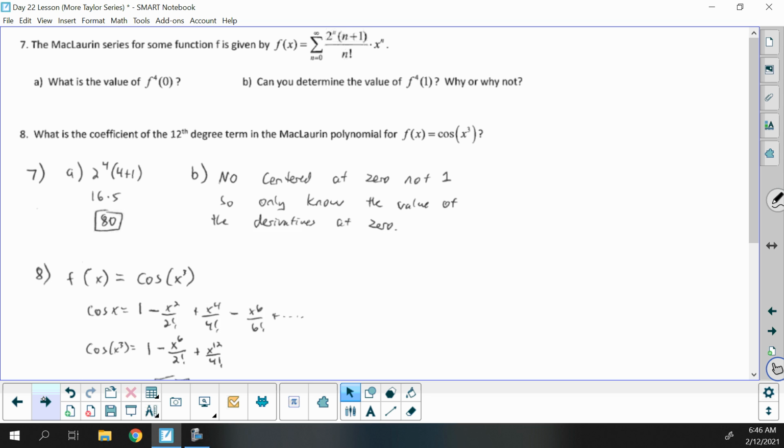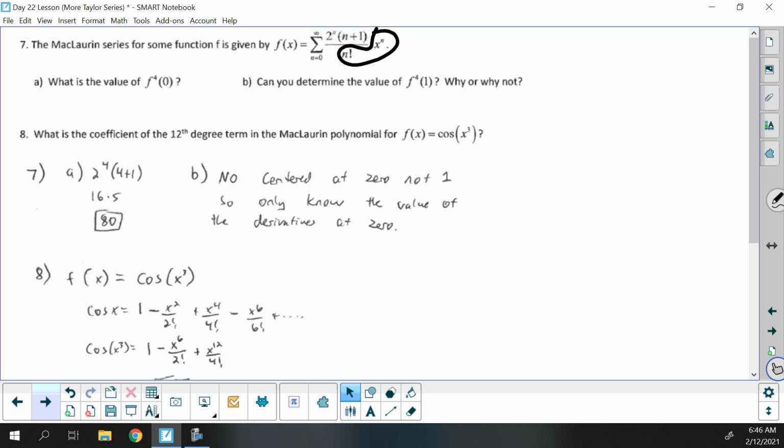So in our series that's written there, remember we'll always have an x to the n over n factorial. So that means that other part must be the nth derivative that we're working with. So we want the fourth derivative at 0. So we can just sub in 4 for n, and that gives us 80. And that can work for any derivatives at 0. In B, you can't determine the fourth derivative at 1 because this series is centered at 0. So it can tell us the derivatives at 0, but not at other values.